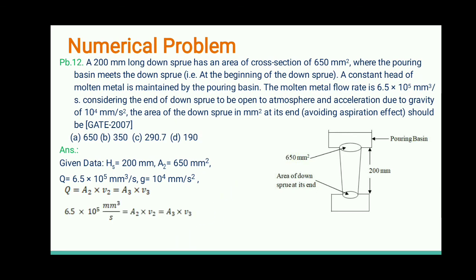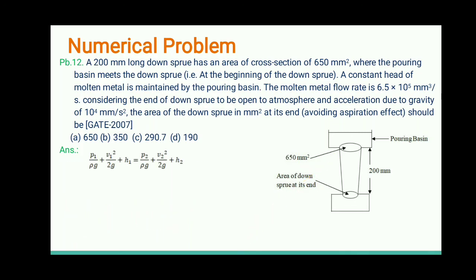So from here we are putting this value, that is Q, equals 6.5 into 10 raised to power 5 equals A2 into V2. So this V2 will be equal to Q upon A2, because A2 is 650 mm square. So V2 will be equal to 1000 mm per second.